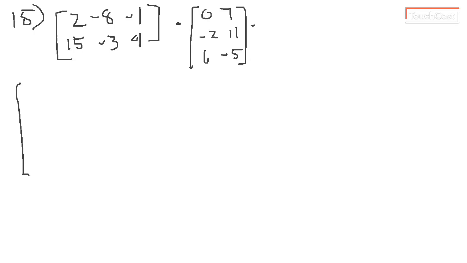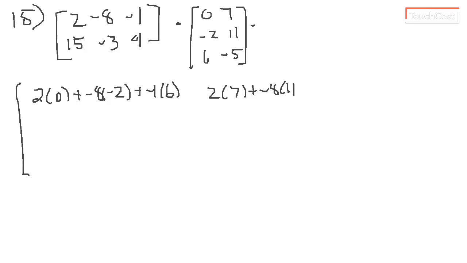So we're going to go 2 times 0 plus negative 8 times negative 2 plus negative 1 times 6 in our first element, in our first row. And then we're going to have 2 times 7 plus negative 8 times 11 plus negative 1 times negative 5. And now we can move into the second row.